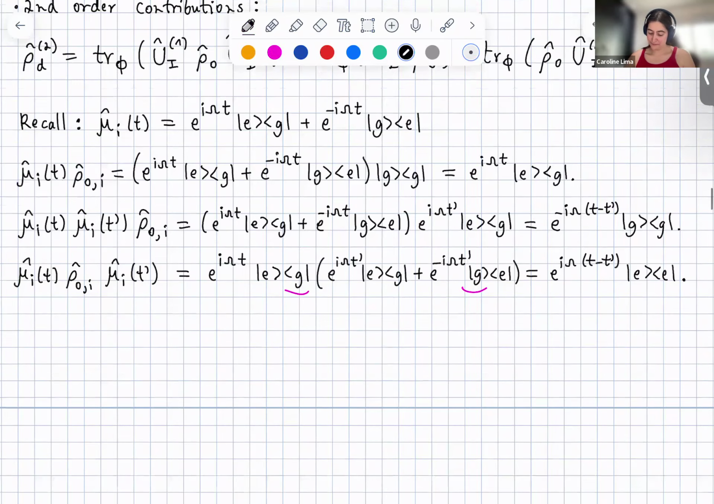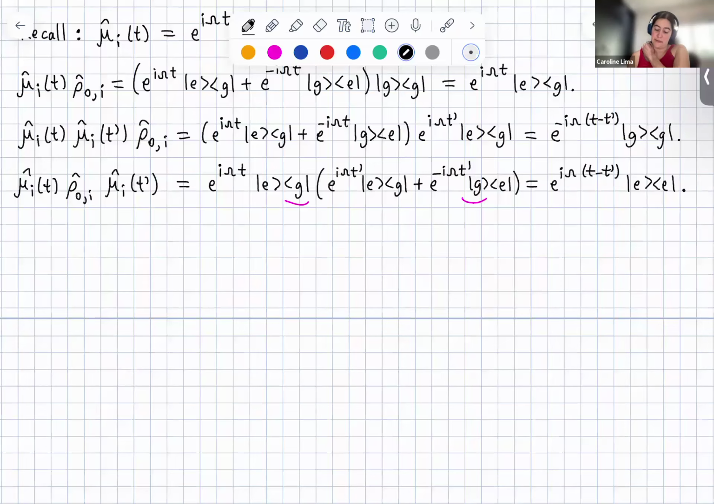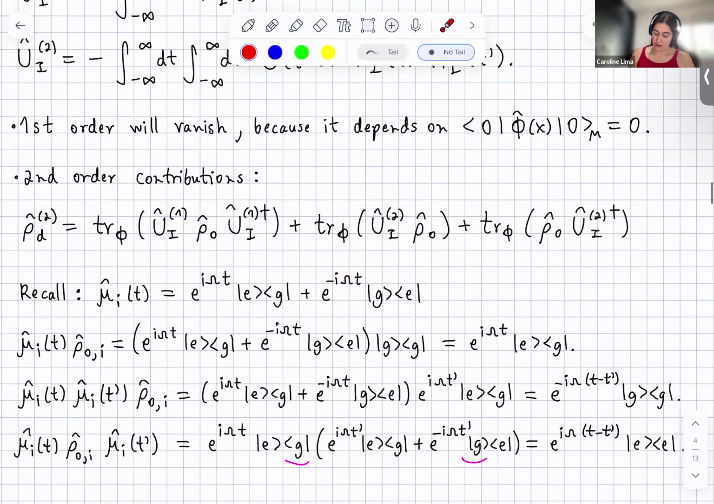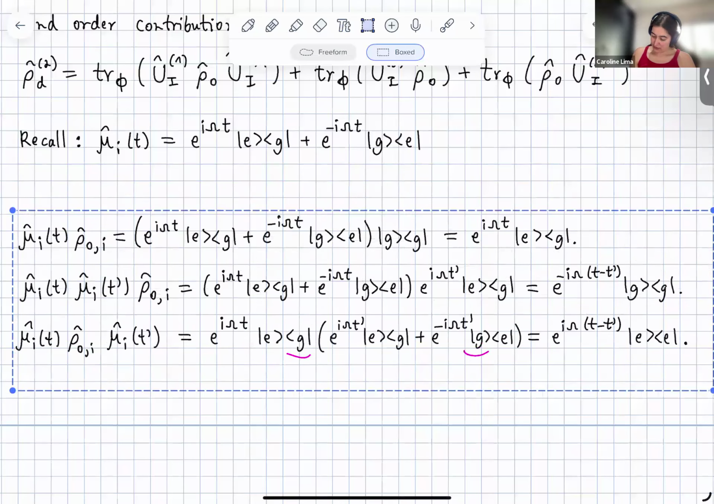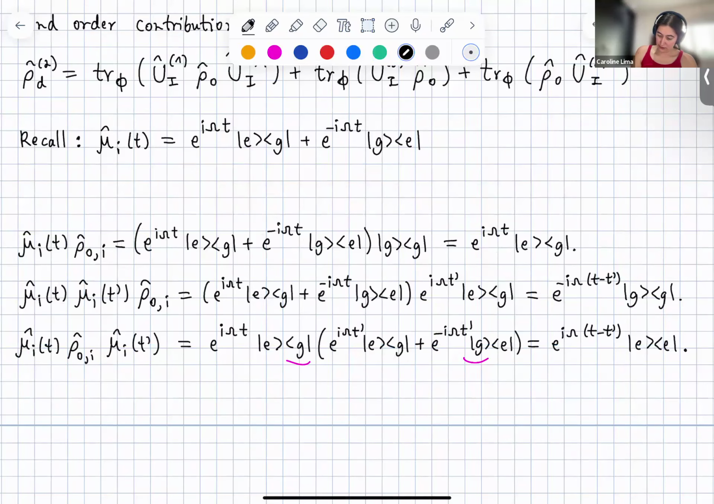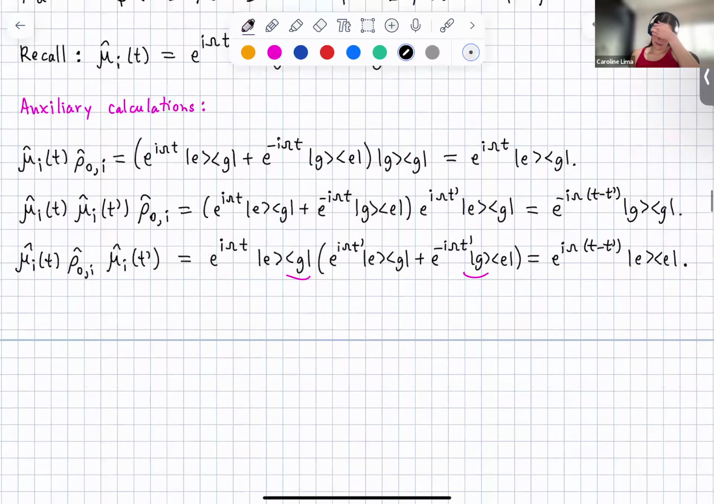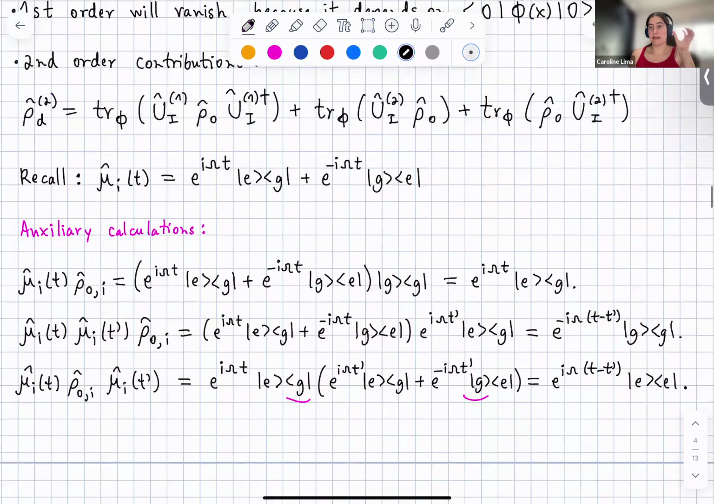Hopefully that's clear. So we're gonna start computing now these terms. And so these auxiliary calculations were just so that we can use these expressions here. So these were just auxiliary calculations, right? So let's start with the one that comes with U1 and U1.